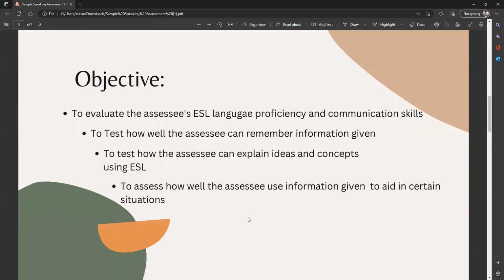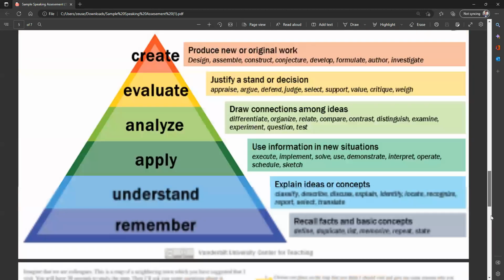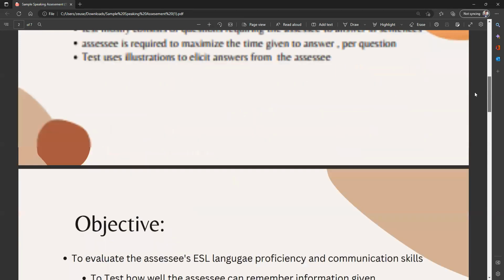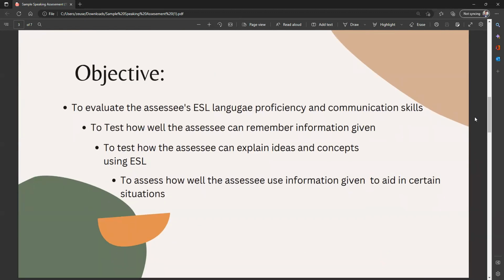So next for the objectives. The main objective of this sample assessment is to evaluate the ESL language proficiency and the communication skills of the assessee by way of an interview. Another objective of the sample assessment is to test how well the assessee can remember information given in a certain scenario. Also, the sample assessment tests how well the assessee can explain ideas and concepts like in question number 3. Lastly, the assessment aims to measure how well the assessee used given info to aid in certain situations.